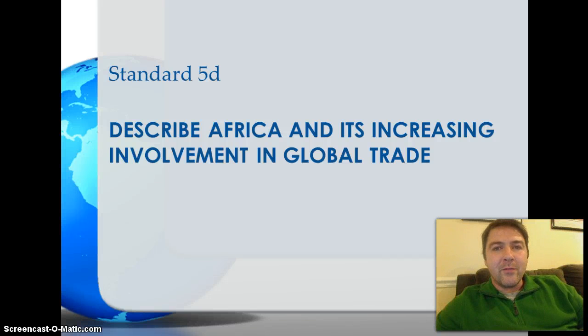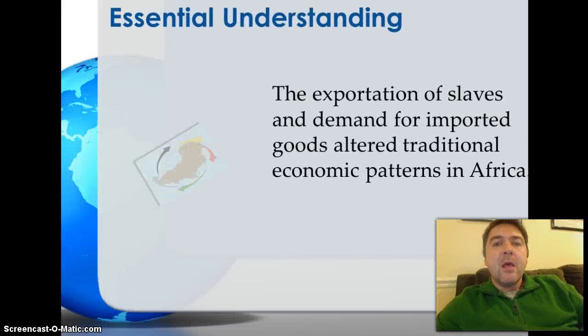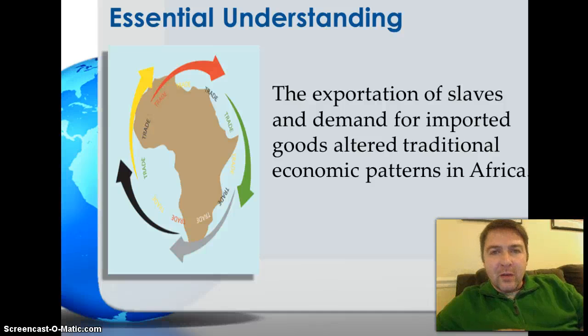Welcome to Standard 5D. In this standard, we're off to Africa to describe Africa's increasing involvement in global trade. The essential question we're hoping to answer in this standard is, how did Africa become involved in foreign trade? We know from the title of the standard that it was increasing its involvement, but how did it initially become involved in foreign trade?